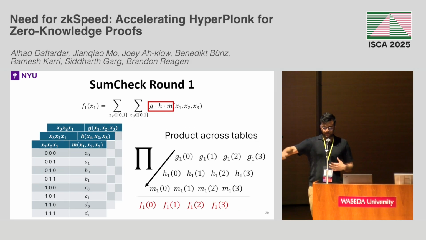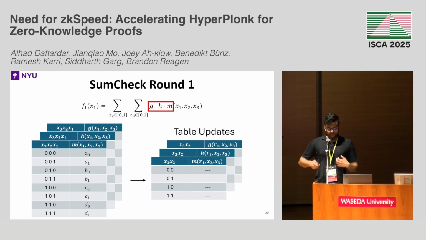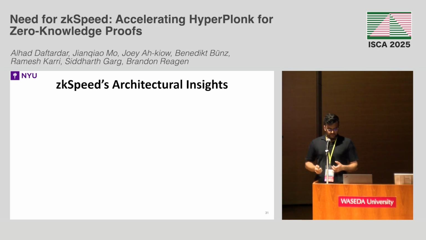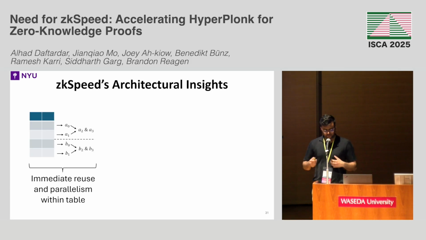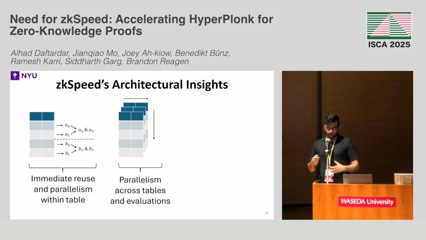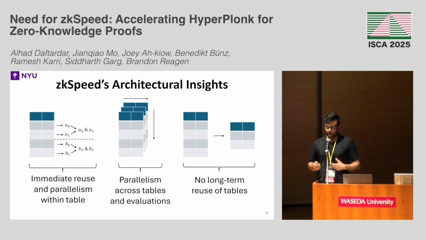We now do this for the remaining tables, and then we compute the product across these tables to get the ultimate evaluations. And lastly, we have to update these tables before we proceed to the next round. So all of this seems a bit complicated. What are the architectural insights that we can use to cut through all of this math? For one, within a table, there's immediate reuse, and there's parallelism within the table. Then there's parallelism across tables and across the evaluations. And lastly, we'll note that there's no long-term reuse of these tables.